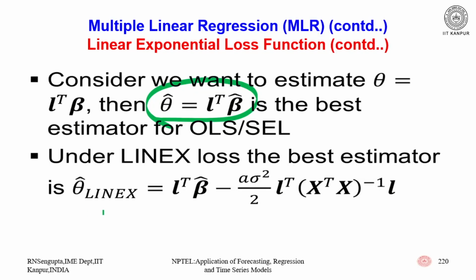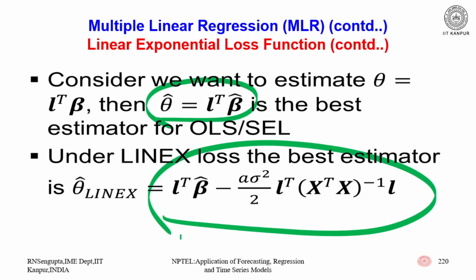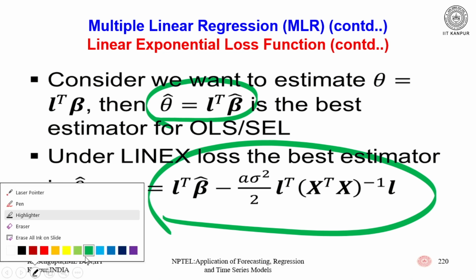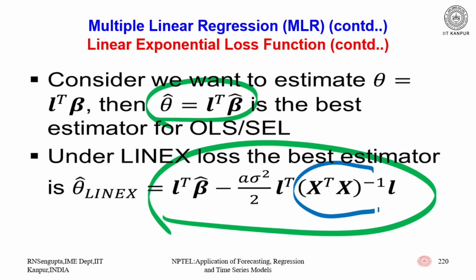Now, in case you want to utilize the concept of LINEX loss, it can be found. I am not going to go into the theoretical details. The actual theta hat under the LINEX loss is given by this, and in this term everything is known. Sigma square is the variance from the error. A is the parameter for the LINEX loss, whether positive or negative. L we know, assumed, and this part, which I will mark with a different color, we already know. We have been utilizing it so many times, which is X transpose X, that whole thing inverse, and then multiplied by L.